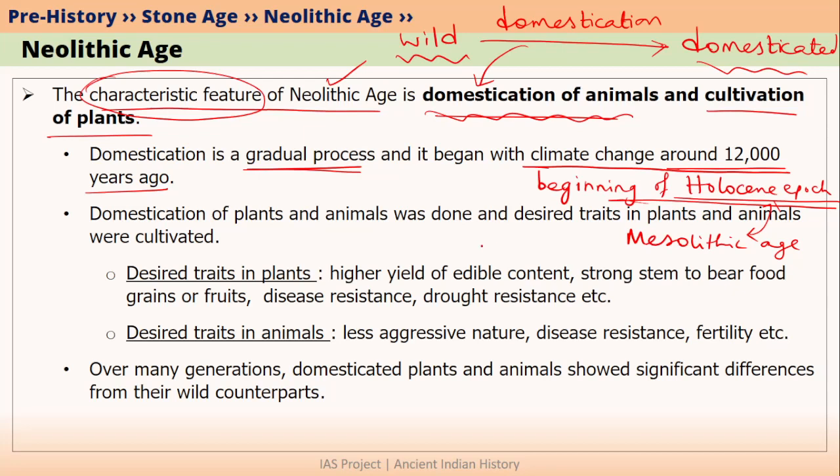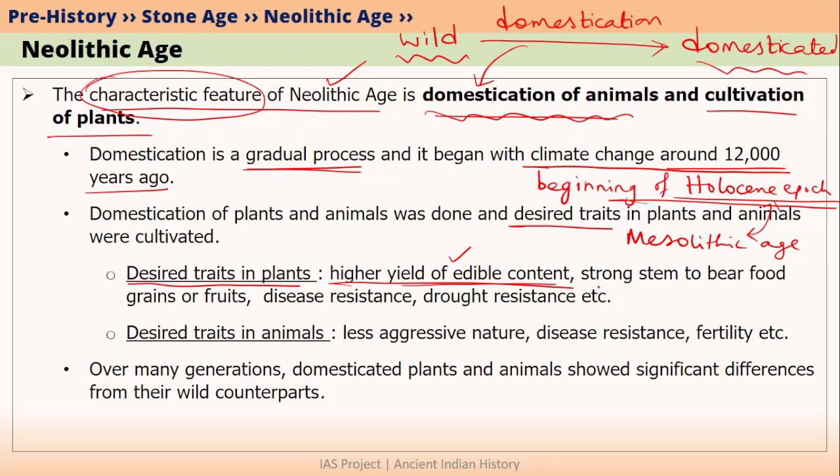The answer would be because they wanted plants and animals to have certain desired traits so that they can exploit these desired traits and get food or work out of those animals. For example, in the case of plants, the desired traits would be high yield of edible content. For example, if there are two mango trees and one mango tree was giving bigger fruits than another, then the Neolithic people selected the mango tree which was having bigger fruits and they planted more of such mango trees. Similarly, for other crops also. So, higher yield of edible content was the important factor when Neolithic people selected a plant for domestication.